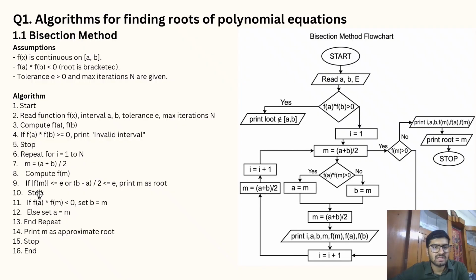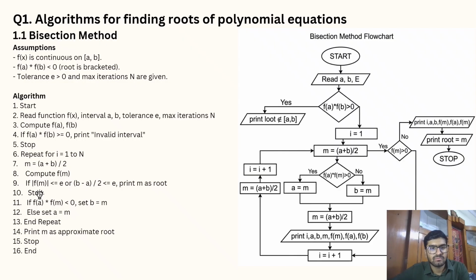Now the algorithm starts with, firstly we take the input, the function f of x, interval a comma b, tolerance e, and the number of maximum iteration n. Then we compute f of a, f of b. Then we check if f of a into f of b is greater than 0 or not. If greater than 0, then print invalid and stop.